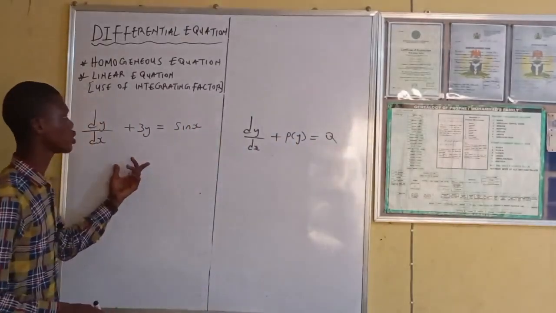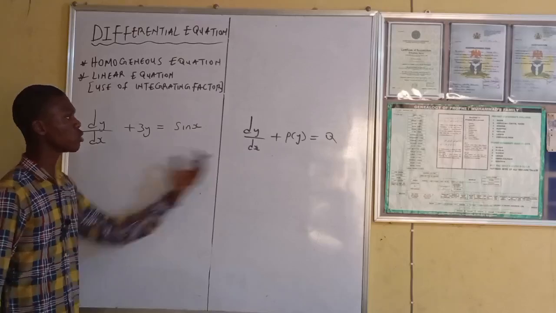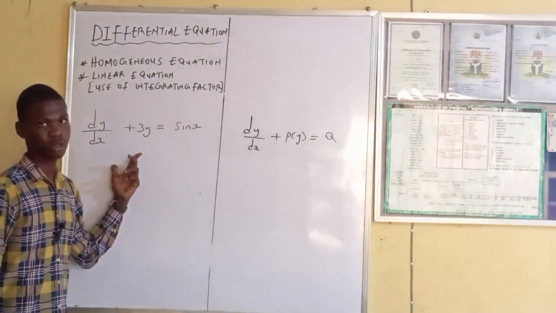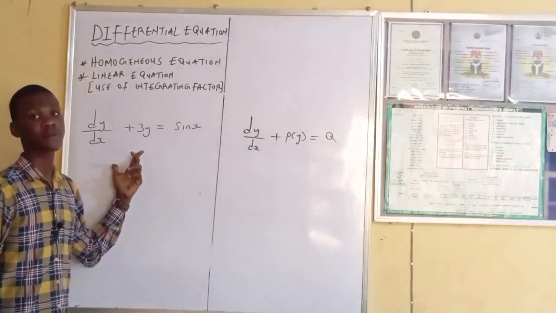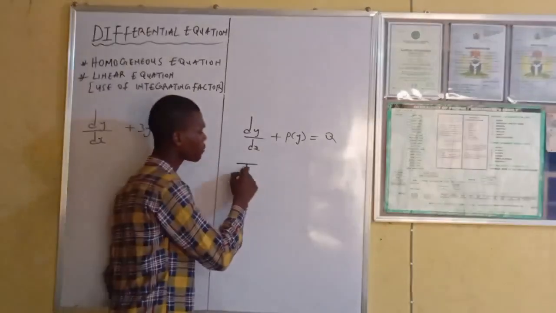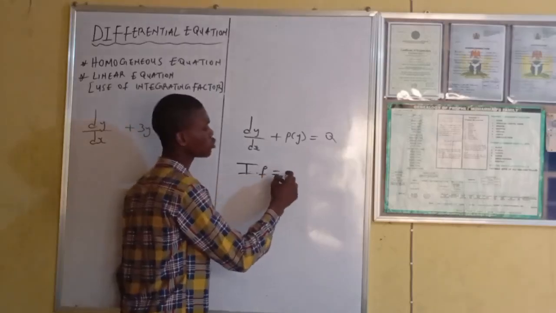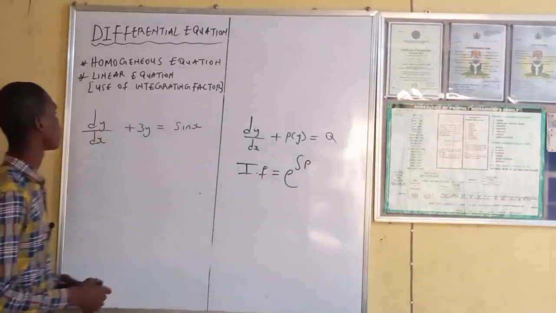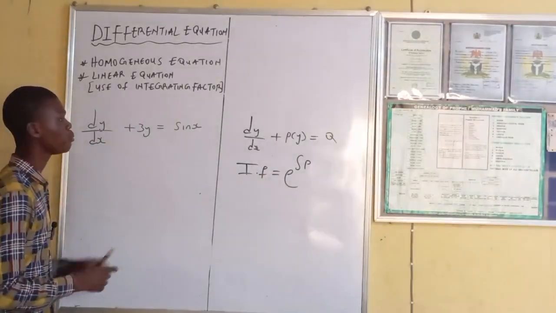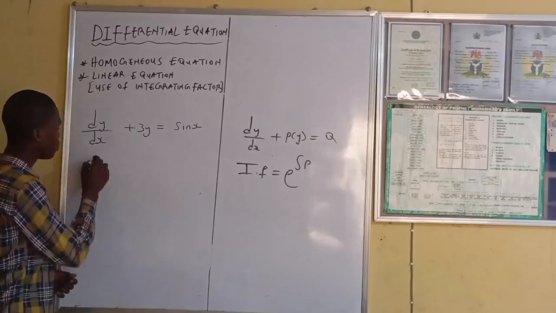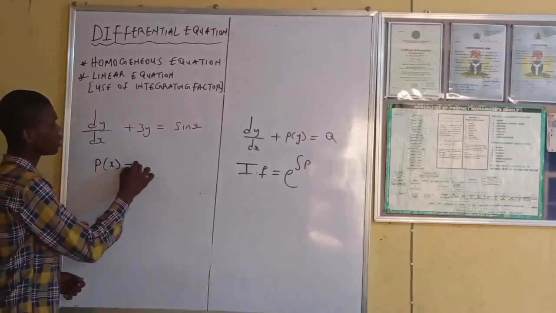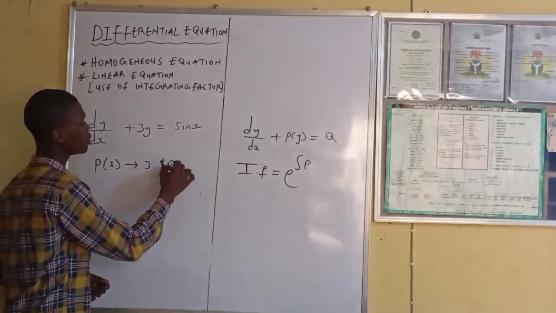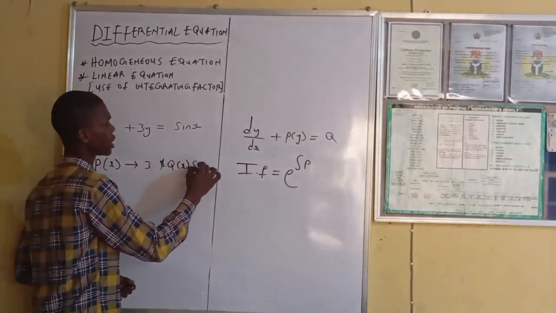Now, I'm giving this question. Doing comparison, it is a linear equation, so I have to use integrating factor. Also recall, the formula for integrating factor is equal to exponential integral of p. From here, let me identify my p and q. The function p in this case is 3, and the function q in this case is sine x.